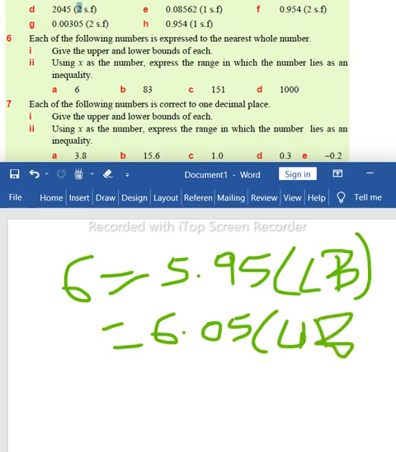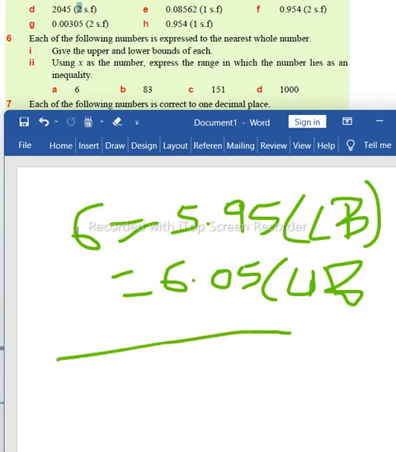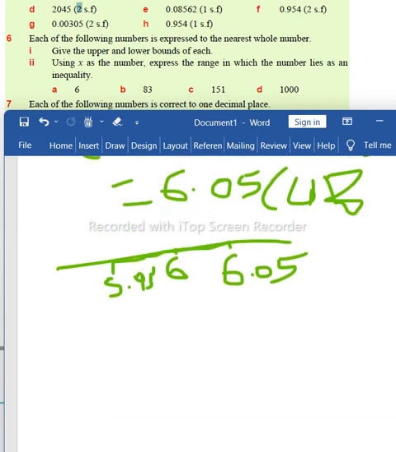Okay, and again let us see this on the number line. Here we have 6, and the next number will be 6.05, which is greater than 5, so here we have to put 0.05, and here we have 5.95. So we can show this on the number line, and we have to write the inequality.